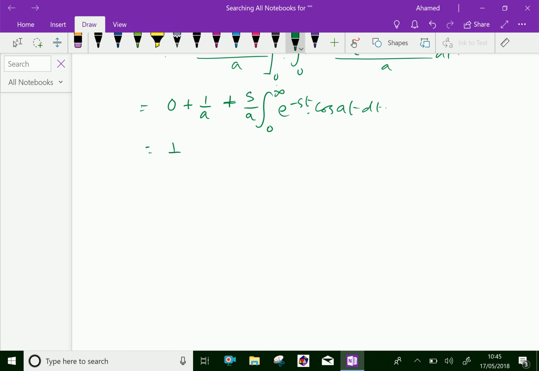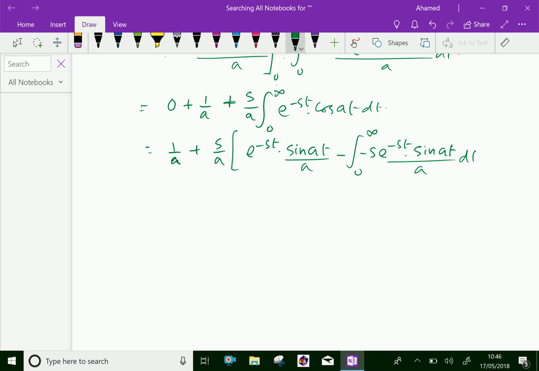Now equal 1 over a plus s over a is common, and here integral 0 to infinity e power minus st into cos at, we have to do one more time by parts. Here the first function is e power minus st, and integral of second cos at is sine at over a, minus integral 0 to infinity of differential of first, differential of e power minus st is minus s into e power minus st, and integral of cos at is sine at over a dt.